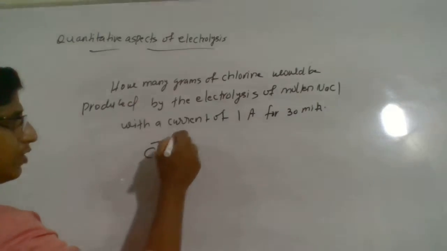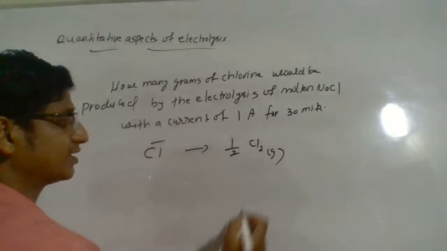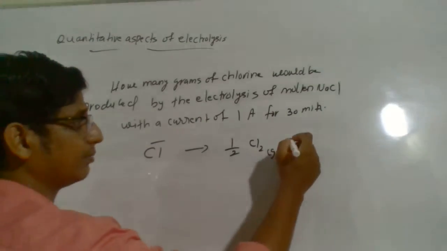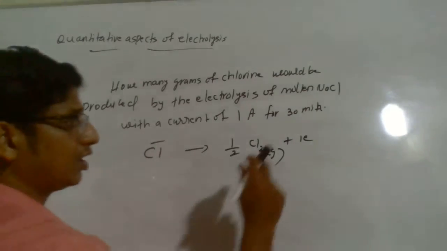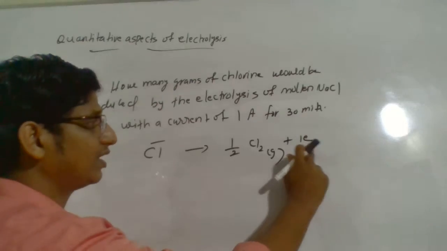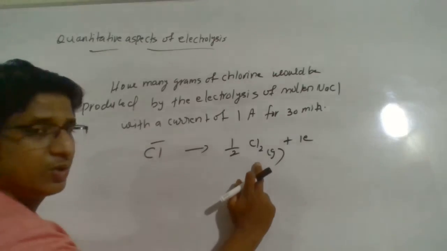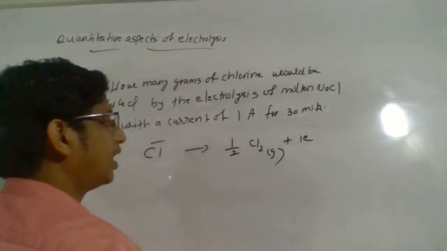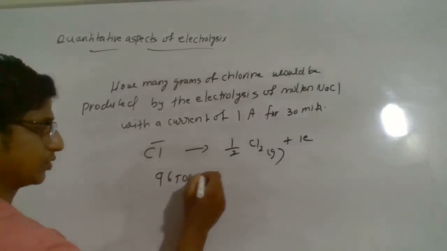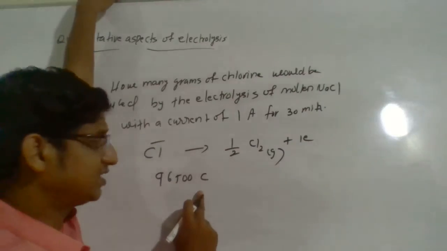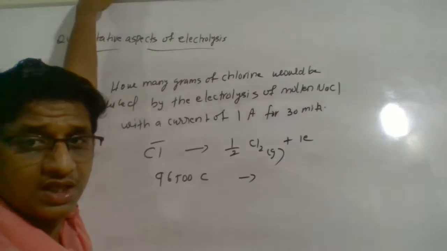When we talk about oxidation of Cl minus, half mole of Cl2 will get deposited by releasing 1 mole of electron. So if you pass 1 farad, always look at the electron, that's very easy. If you pass 1 farad of electricity, half mole of chlorine will be deposited. 1 farad electricity means how much coulomb? 96500 coulomb. If you pass 96500 coulomb of electricity, half mole of chlorine will be deposited.